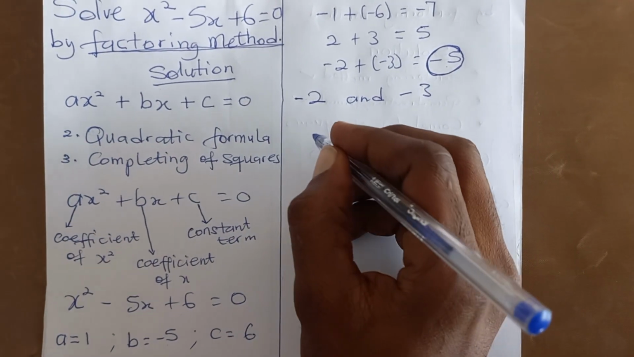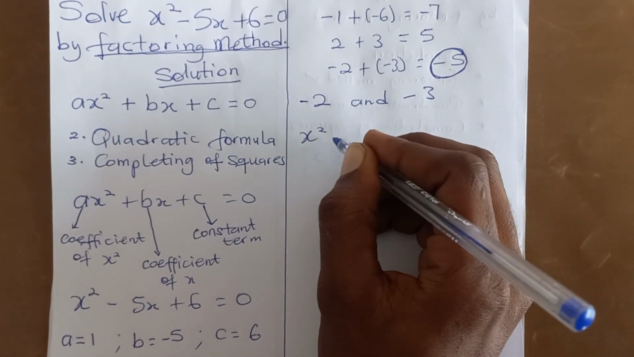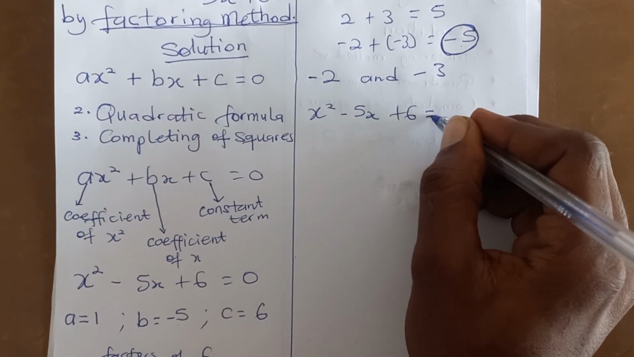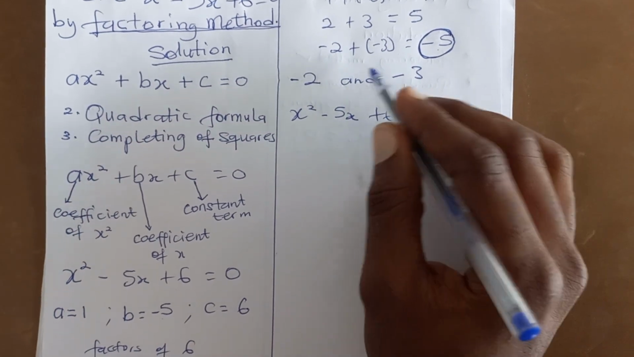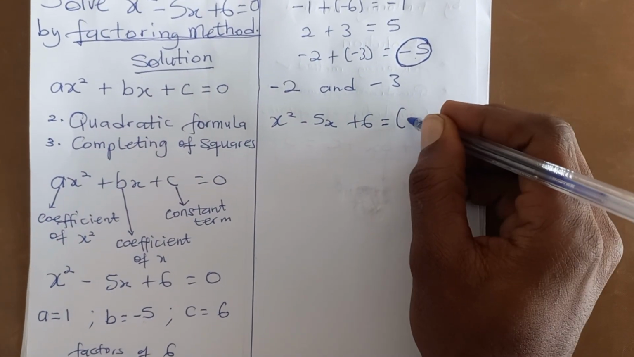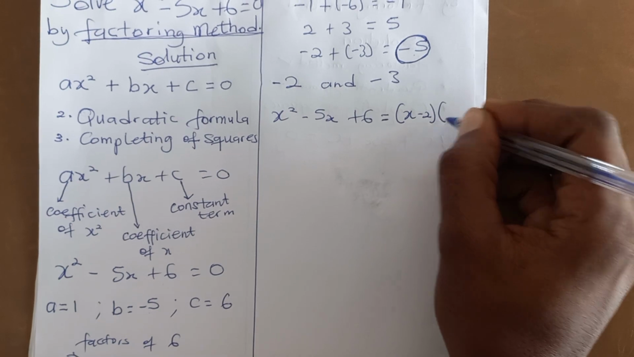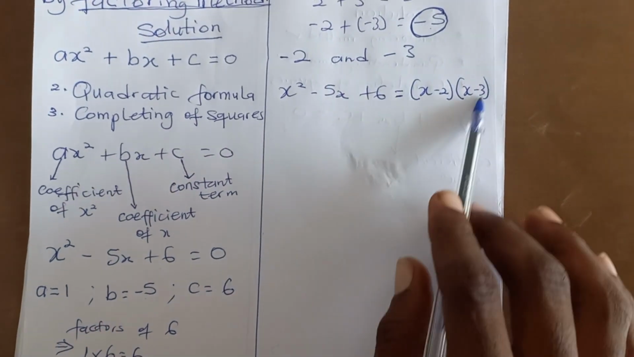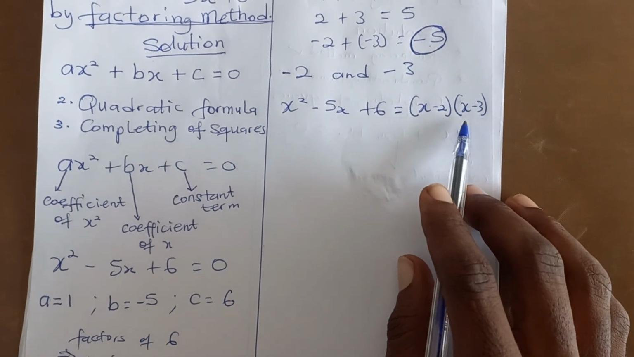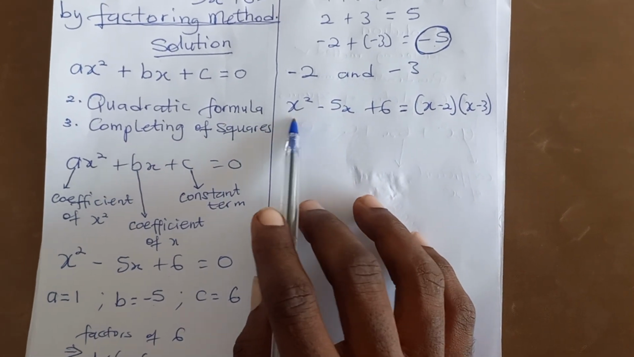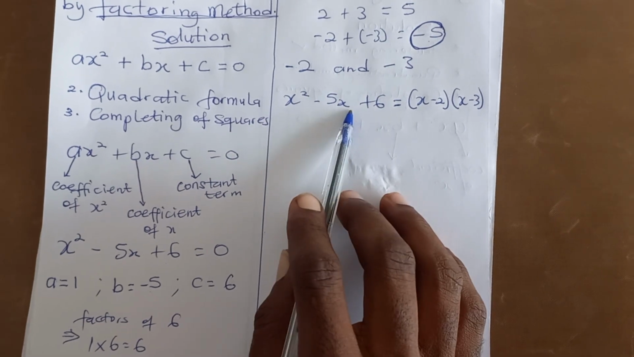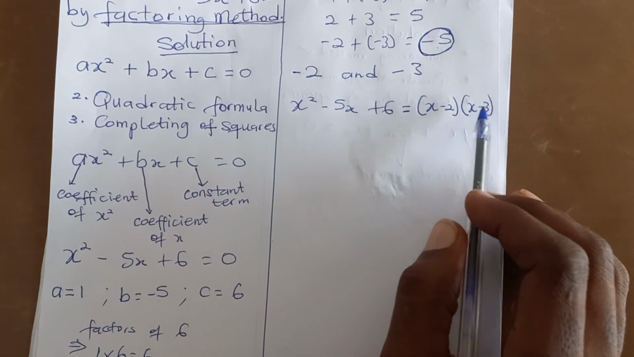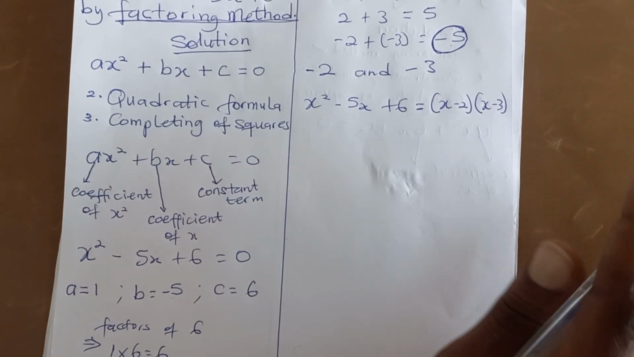Now, we are going to write this equation as a product of binomials using negative 2 and negative 3. So the whole thing becomes x squared minus 5x plus 6 is equal to the product of binomials, which is going to be x minus 2, x minus 3. Good. When you simplify the right hand side, you can see that you are going to get the result. So we use x minus 2, then x minus 3 to get our answer.